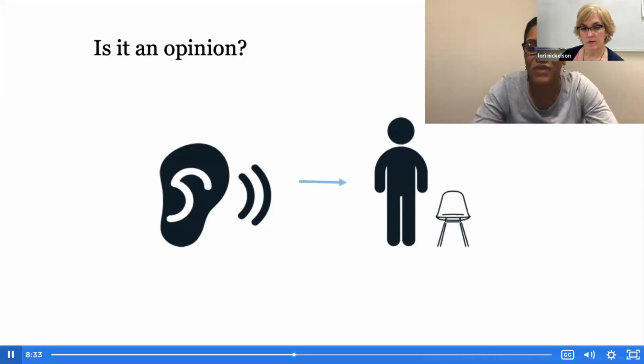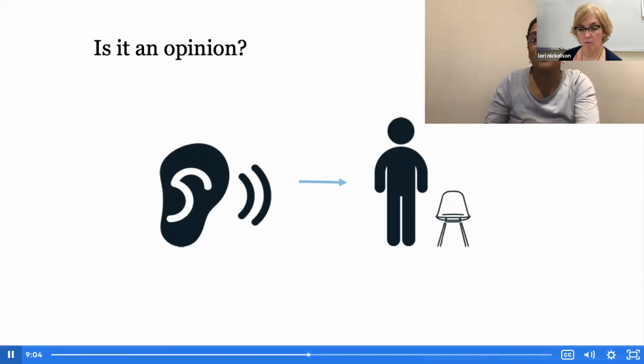Let's keep going. We live in the United States. I'm sure you said it is not an opinion because we, in fact, live in the United States. What about this one? I think baseball is the best sport to play. Is that an opinion? Did you put your thumb up? I'm sure you did because that is an opinion that someone had of baseball being the best sport.